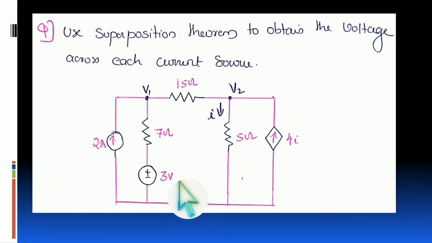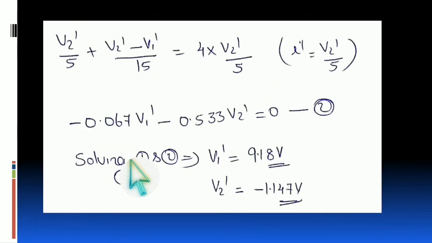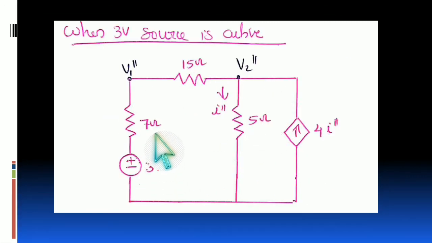For calculating the response created by this 3 volt source, we have to replace this 2 ampere current source with an open circuit. After open circuiting that current source, we get a circuit like this. I double dash is marked as the current through this 5 ohm when this 3 volt independent source is acting alone. Correspondingly, we change the dependent source value to 4 I double dash. Let us mark V1 double dash and V2 double dash, which are the node potentials at V1 and V2 when this 3 volt source is acting alone.